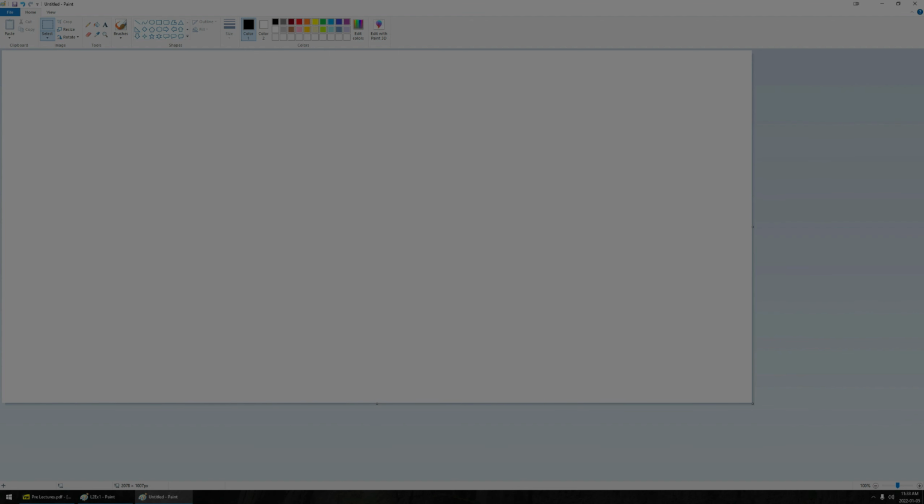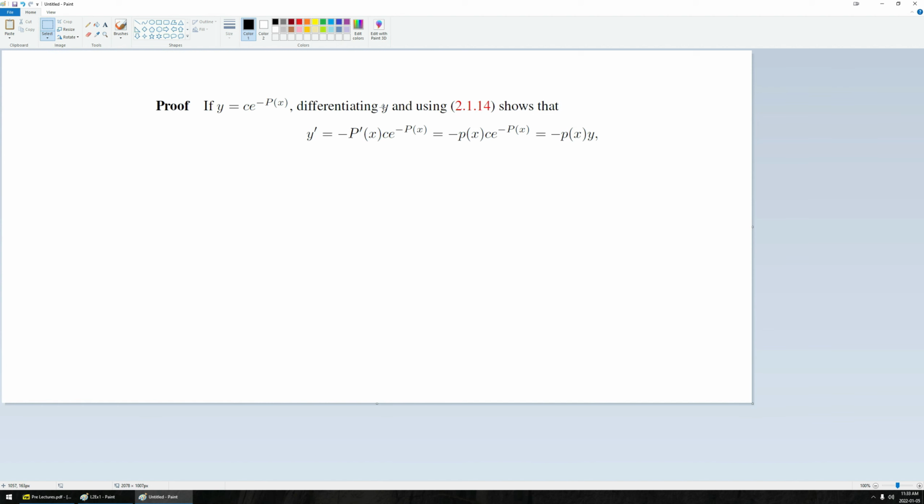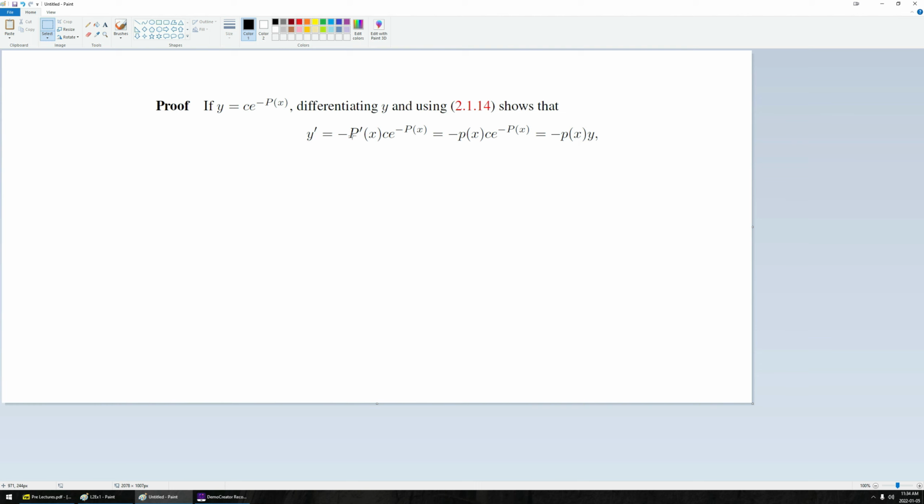Just copying out the beginning part of the proof. Here I want to differentiate y, so that's pretty straightforward. Here's the function I want to differentiate. A straightforward application of the chain rule gives me negative capital P prime of x times the function as it was, which can then be simplified. What do I know about capital P when I take its derivative? I know that P prime of x is equal to little p of x on the interval of consideration, so I can simply replace this with p of x on that interval.